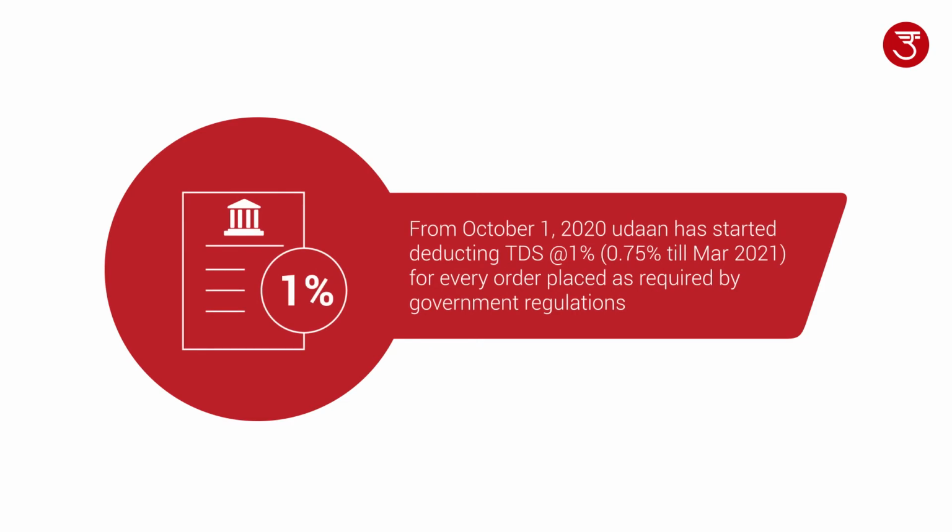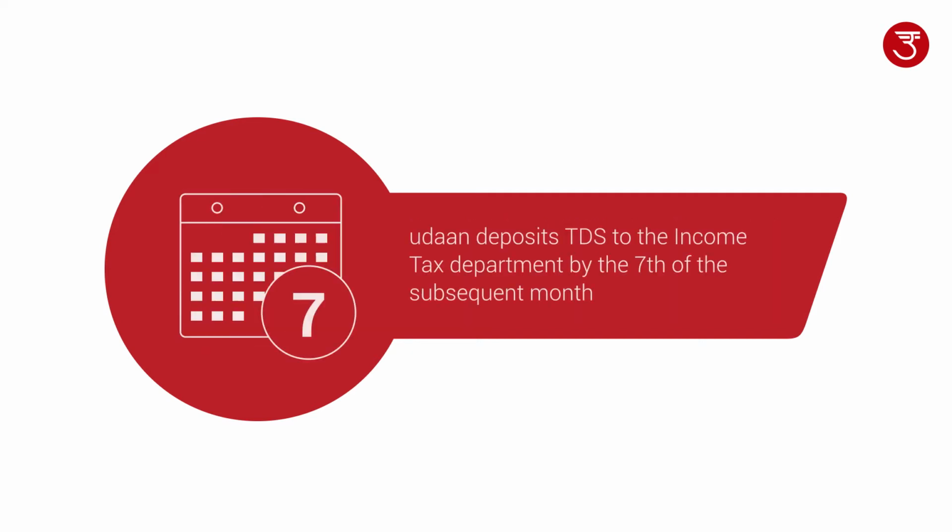From October 1, 2020, Udaan has started deducting TDS at 1%, 0.75% till March 2021 from your settlement for every order placed. This is as required by government regulations. Udaan deposits this TDS to the Income Tax Department's account by the 7th of the subsequent month.